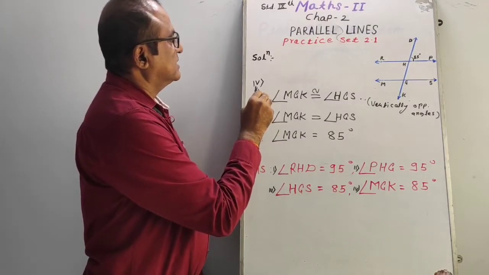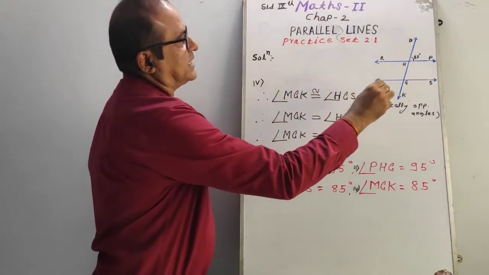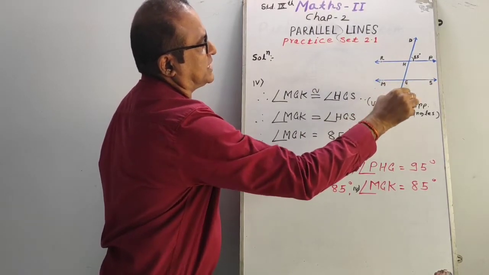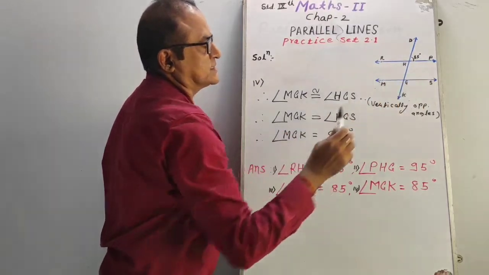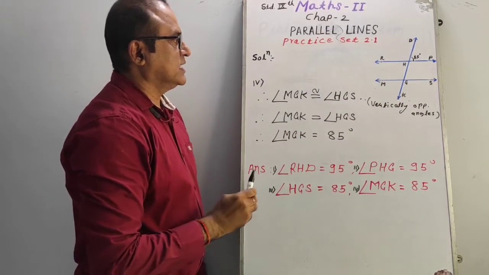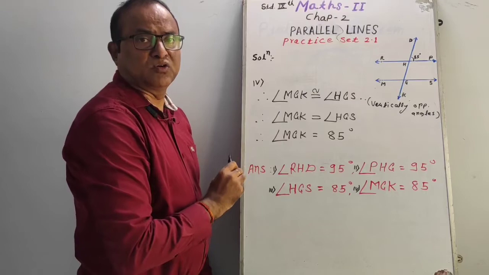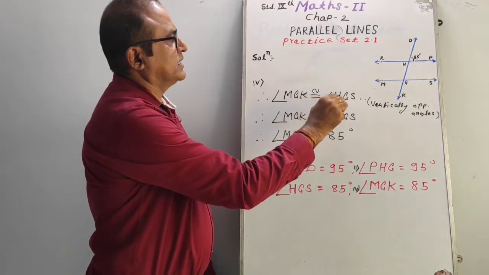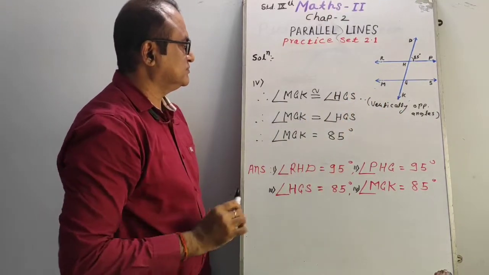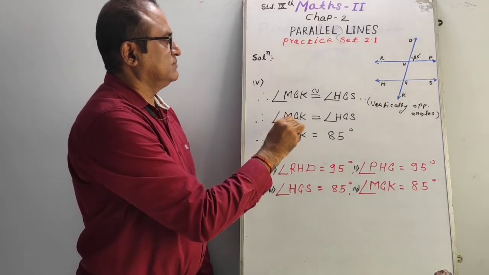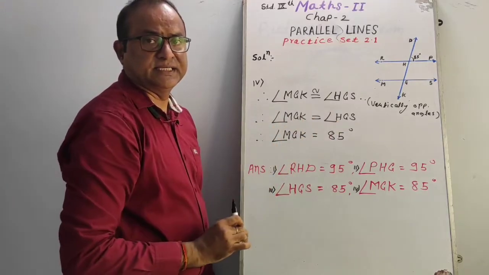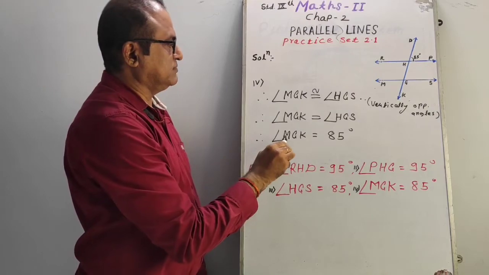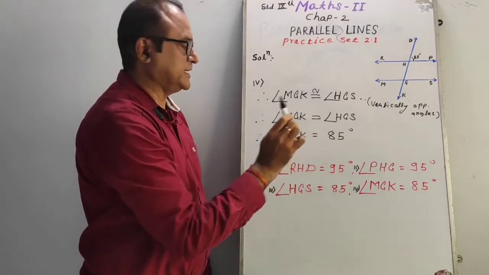Next angle is the fourth angle. Find angle MGK. Angle MGK and angle HGS are vertically opposite angles, and vertically opposite angles are congruent. Therefore, angle MGK is congruent to angle HGS, vertically opposite angles. Therefore, angle MGK is equal to angle HGS, and angle HGS is 85. Therefore, angle MGK is equal to 85 degrees.